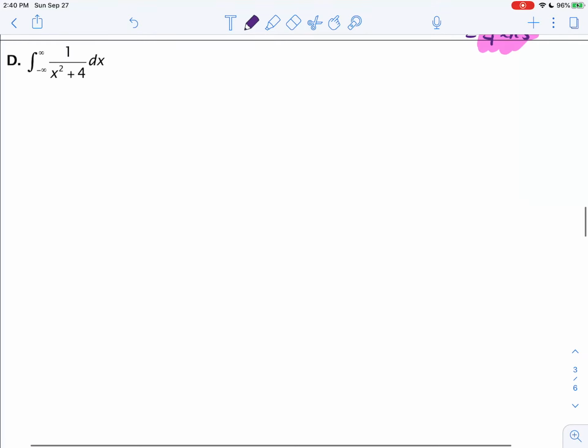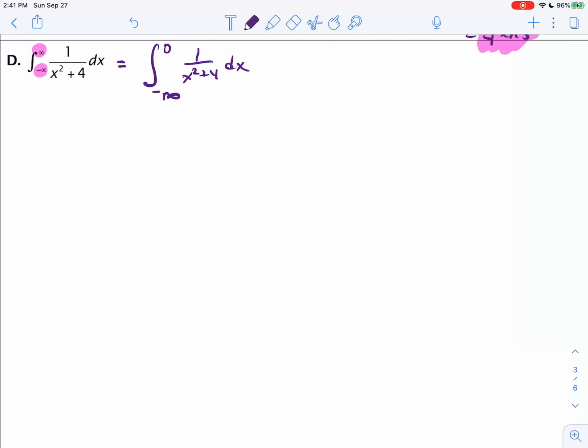We can do part D if you would like, because this is a negative infinity to positive infinity. And remember, if any one of them is infinity, then you can conclude the entire sum is infinite. But first we see that we're going from minus infinity to positive infinity. So we first want to split this up into two separate improper integrals, and I'm going to use 0: the integral from minus infinity to 0 of 1 over x squared plus 4 dx plus the integral from 0 to infinity of 1 over x squared plus 4 dx.